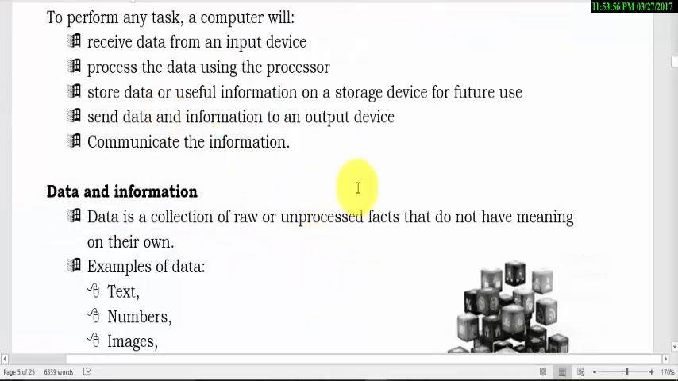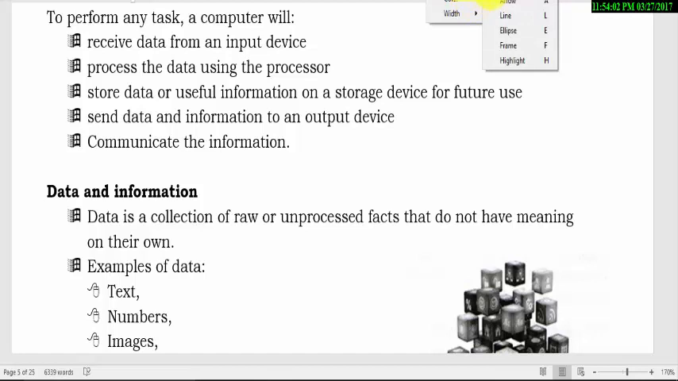So what we are saying is that to perform any task, a computer will receive data. If you don't give it data, the computer may not process. You give data to the computer by using the input device, of which we have the mouse and the keyboard as input devices. I've also shown you how the input is done.